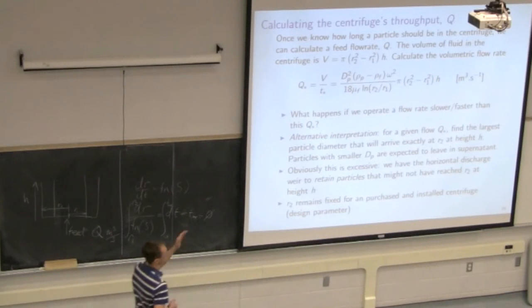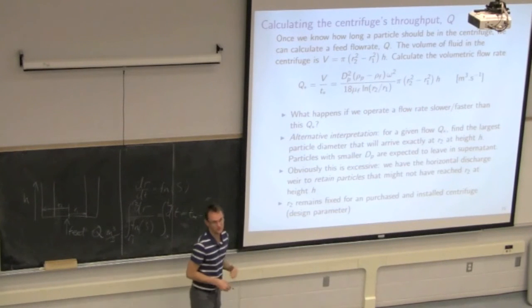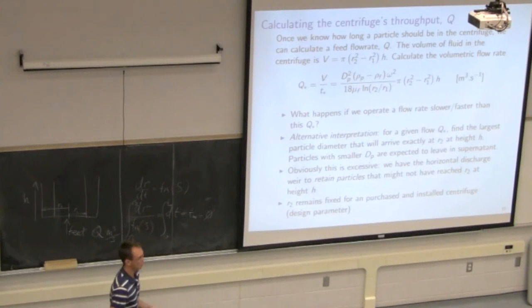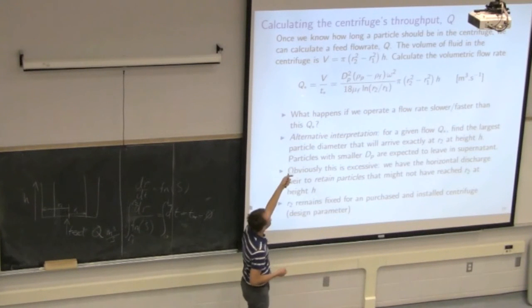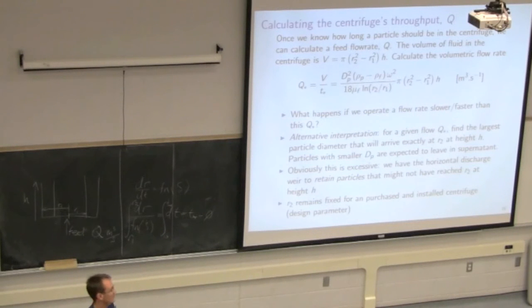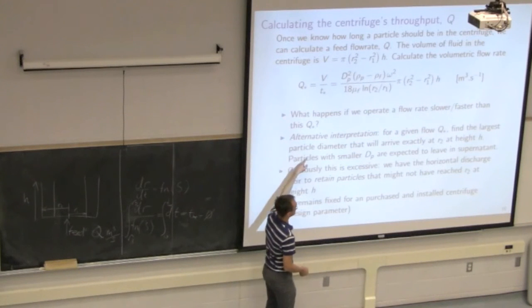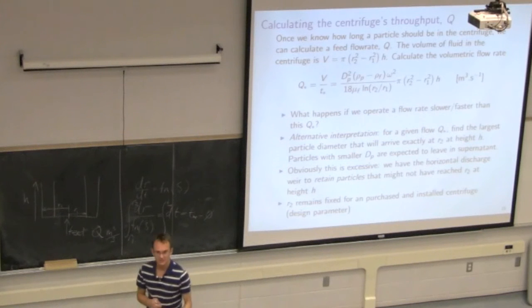Okay, so if we operate our centrifuge at a faster flow rate, those particles will remain there for a shorter period of time and may not actually reach the wall. The other way that this is used quite typically is as follows. We know we've got a certain feed to treat, a certain volume of fluid we need to get through that centrifuge. What is the largest particle diameter? So we know Q, we know T star, so we can calculate what is dP. What is that particle diameter, the largest particle diameter that will arrive at the wall R2? That gives me an idea of the particle sizes that I'm able to separate and the particles that will leave through the supernatant. That's what we will see in a minute, we'll call my cut point.